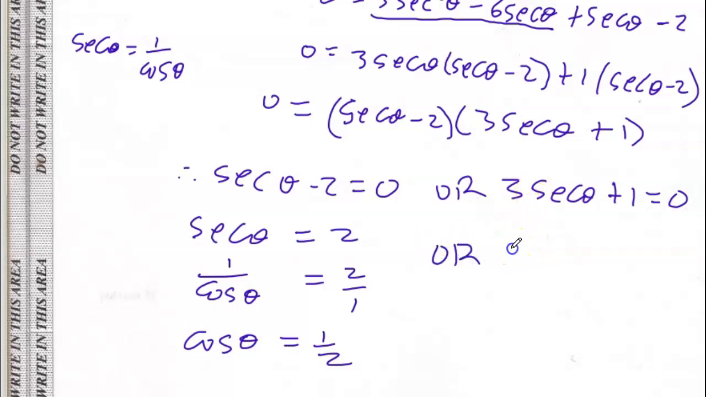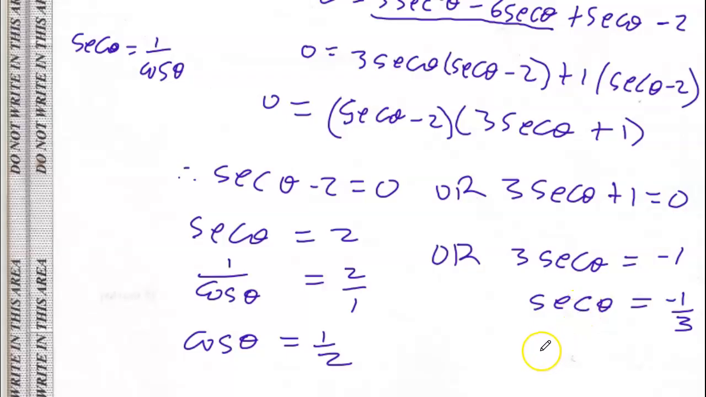Here, 3 sec theta is negative 1, so sec theta is negative a third. And remember, sec is 1 over cos, right? So we reciprocate that, we get cos theta, and then reciprocate that, we get minus 3. Now can cos theta be negative 3? No, remember cos theta always falls between 1 and negative 1.